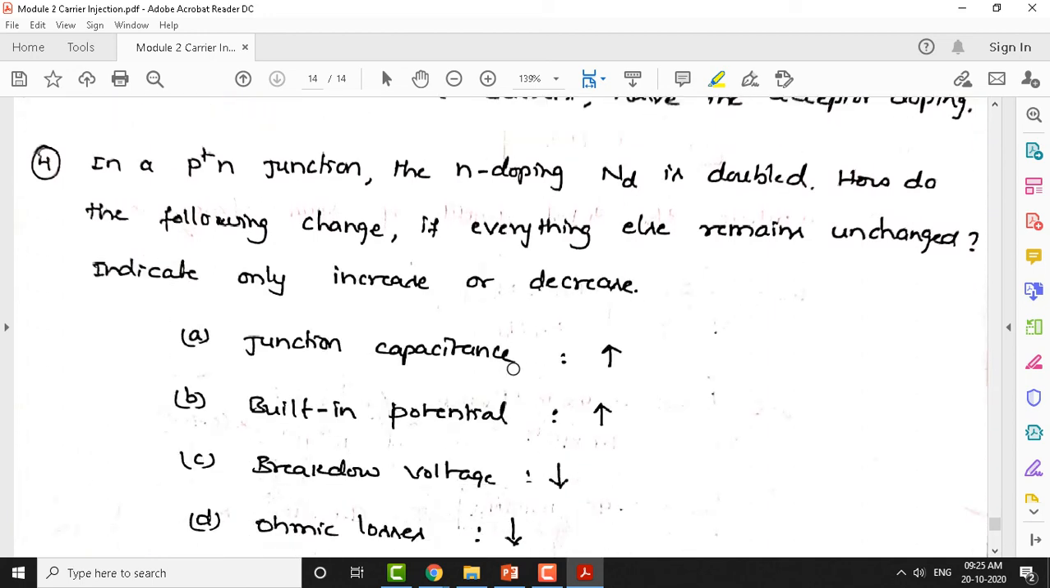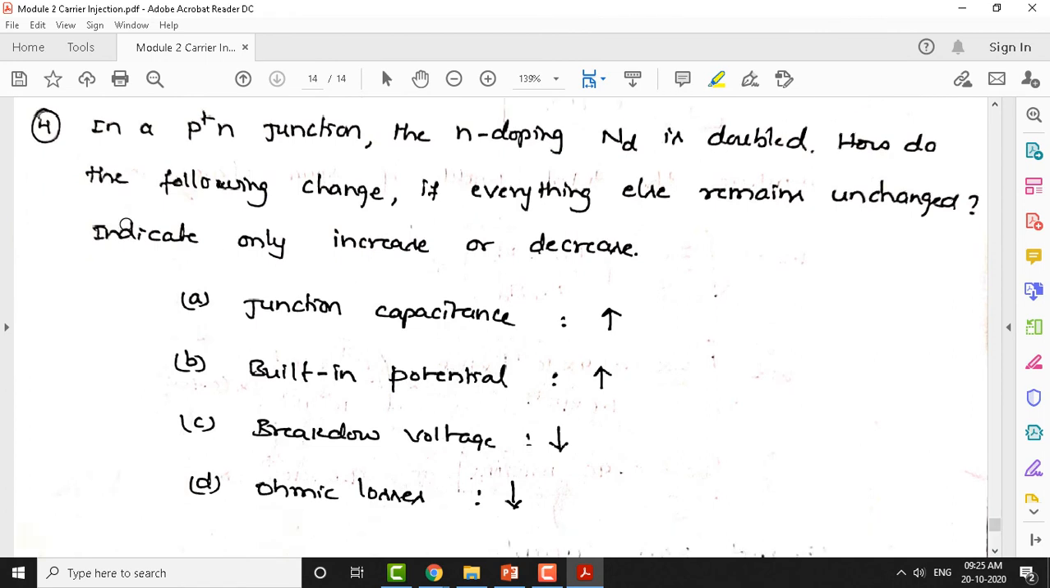Last problem here: in a P plus N junction, the N doping Nd is doubled. How do the following change, if everything else remains unchanged? Indicate only increase or decrease. Though I have provided the solution here, you should use relevant formulas to give an explanation for this. So Nd is doubled, meaning the donor concentration is doubled, and everything else is maintained constant.